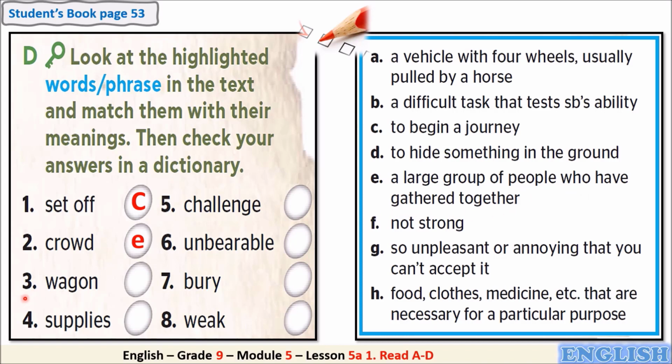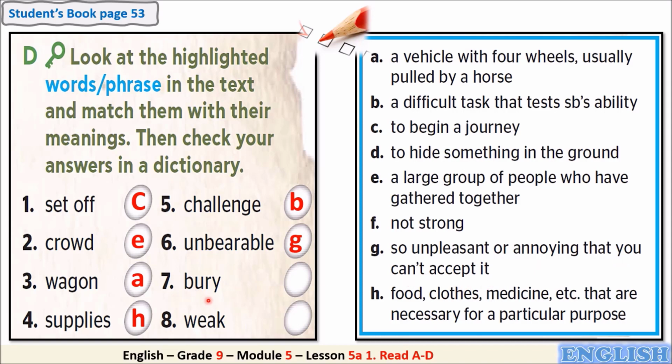3. Wagon. It's with A, a vehicle with 4 wheels, usually pulled by a horse. 4. Supplies. It's with H, food, clothes, medicine, etc. that are necessary for a particular purpose. 5. Challenge. It's with B, a difficult task that tests somebody's ability. 6. Unbearable. It's with G, so unpleasant or annoying that you can't accept it.